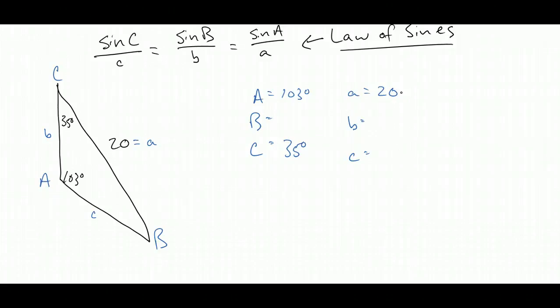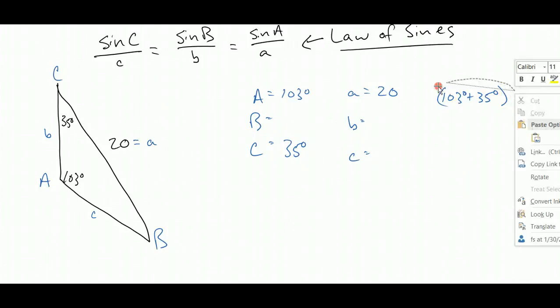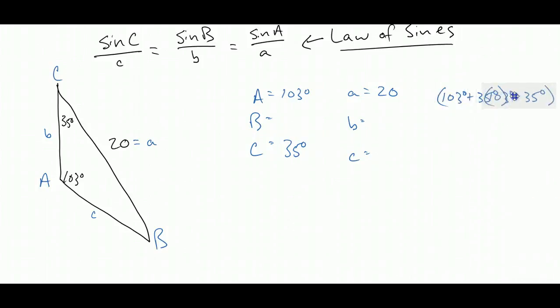Obviously, if I know two of the angles, I know the third angle. I can add up those two. We can take 103 degrees plus 35 degrees, and we could take that and subtract it from 180 degrees. When we subtract that from 180 degrees, we're left with that third angle, which in this case will be 68 degrees. So we know all three angles.